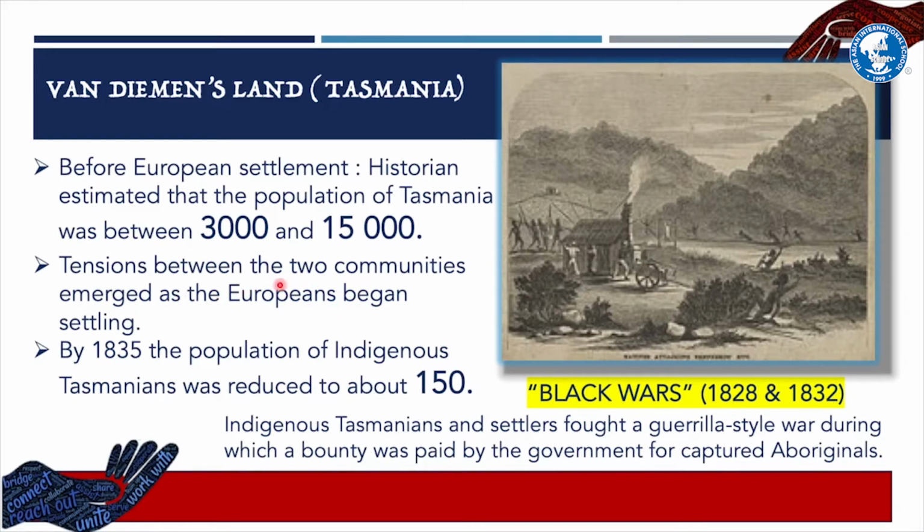Tensions between the two communities emerged as the Europeans began settling. And this escalated to the point that the years 1828 to 1832 are described as the Black War. So, indigenous Tasmanians and settlers fought a guerrilla-style war during which a bounty was paid by the government for captured Aboriginals. So that means the government was encouraging the colonists to capture Aboriginals in return for money, or bounty.